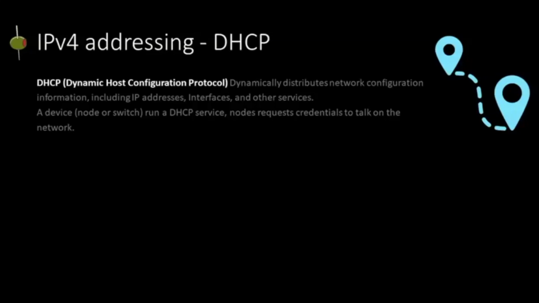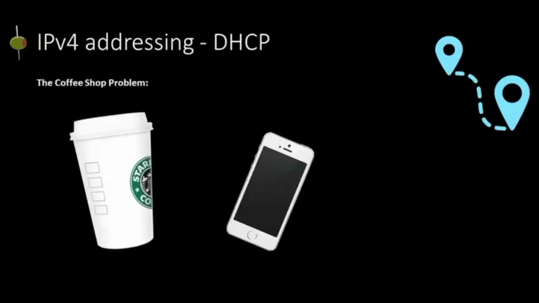So Dynamic Host Configuration Protocol, DHCP, was created to allow a device to run the service, and as new devices connect, as new nodes come on, it calls out to the service and asks for credentials to join the network. So let's go through this with my coffee shop example, a not very obviously branded coffee shop that I may frequent. So the coffee shop problem is that I walk into a coffee shop to get my morning coffee, and while I'm there, I want to connect to their Wi-Fi and check out my email and go on social media and do all that stuff.